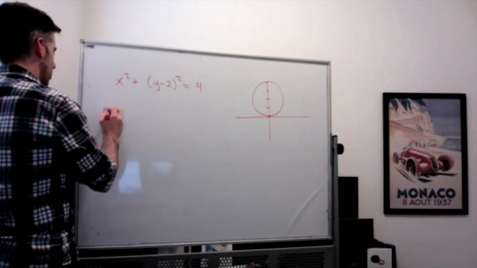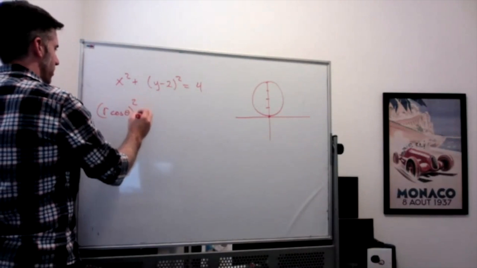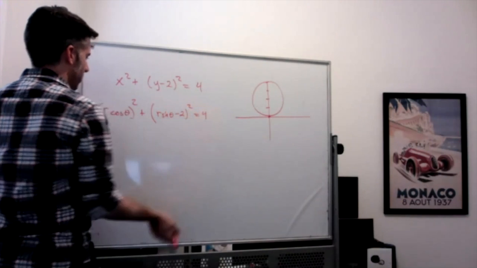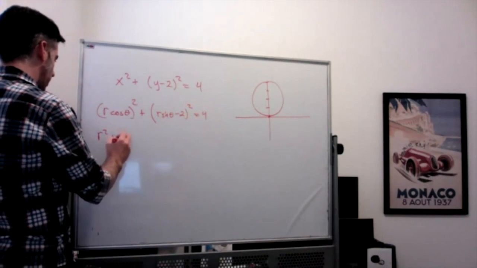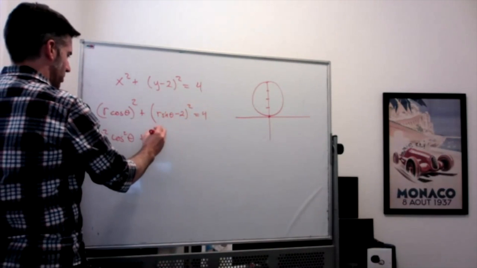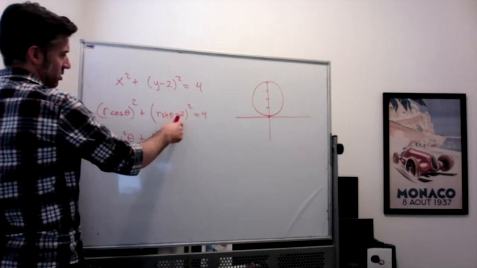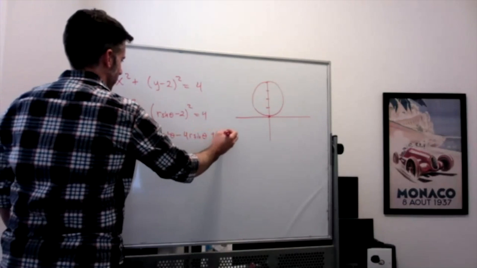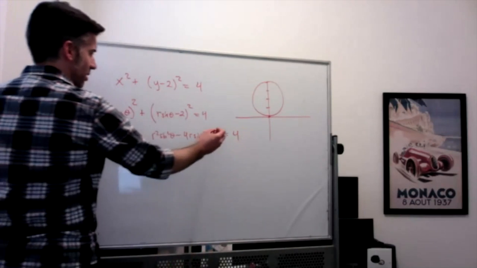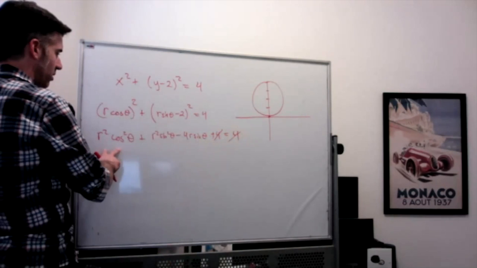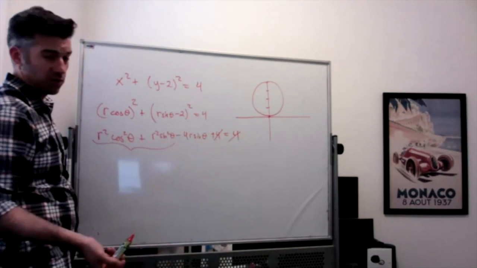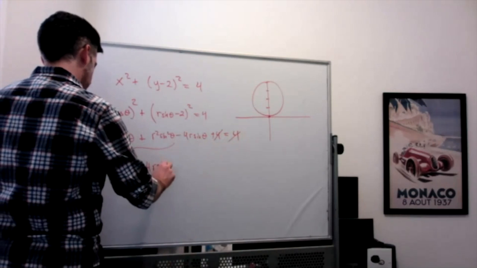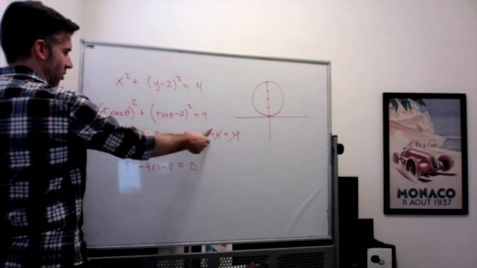So x is going to be r cosine theta, quantity squared. y is going to be r sine theta minus 2, quantity squared, equals 4. Let's multiply it out. We get r squared cosine squared theta plus, multiplying this out, r squared sine squared theta minus 2 times another 2 is minus 4r sine theta plus 4 equals 4. Okay, we can cancel a 4 here and a 4 here. And r squared cosine squared plus r squared sine squared is just equal to 1 times r squared.